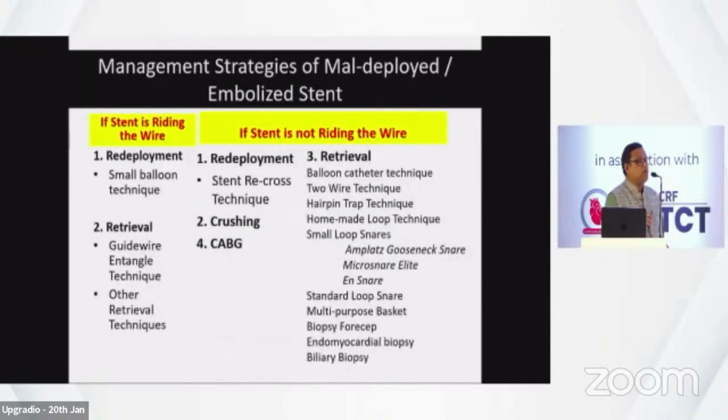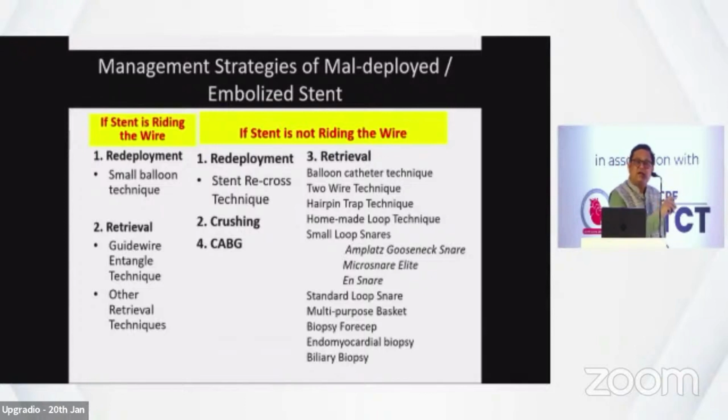Now, basically, as I said, two possibilities. One is stent is riding the wire. So I think then there are two options available. Number one is redeployment, which is the best option. Remember, out of all the options, redeployment of the stent in the correct position, if possible, is the best option. If not, then other options exist. The worst option is retrieval of the stent. That is the worst option.